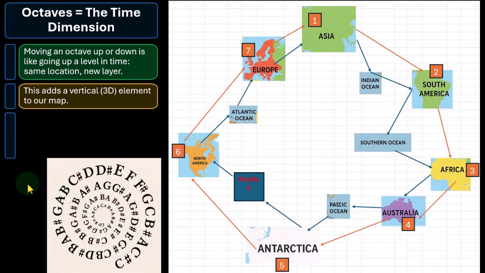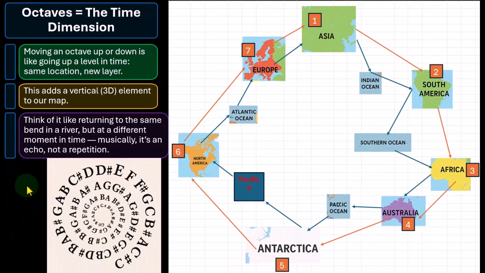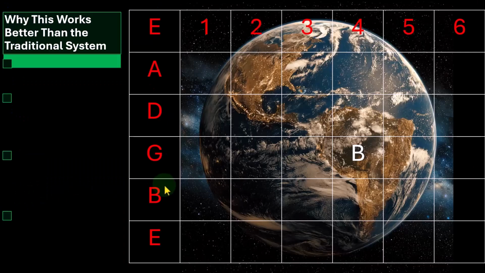This adds a vertical 3D element to our map. Think of it like returning to the same bend in a river, but at a different moment in time. Musically, it's an echo, not a repetition. So that's deep, right? Not just deep because it's an ocean here. It's deep because it's deep, man. We're going in the river, but the river's not the same.